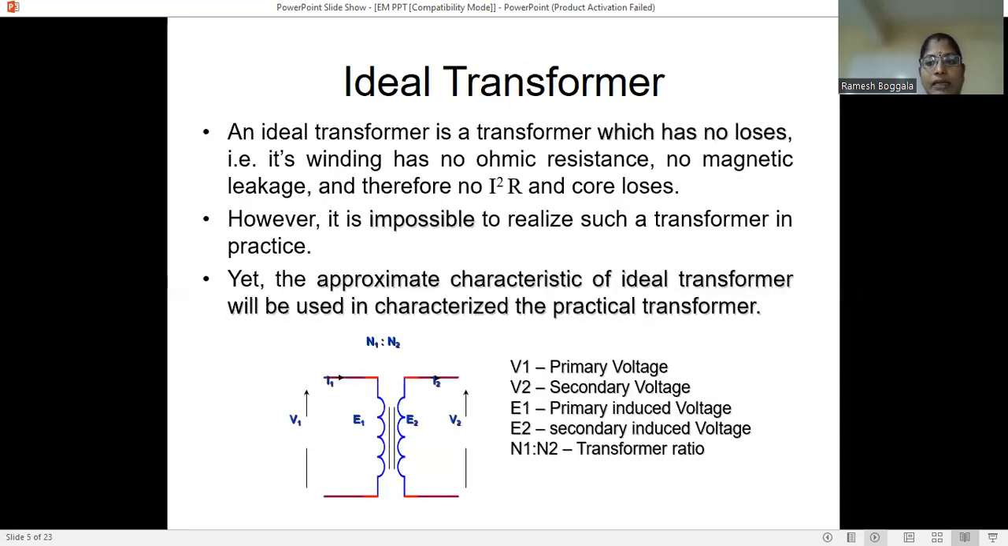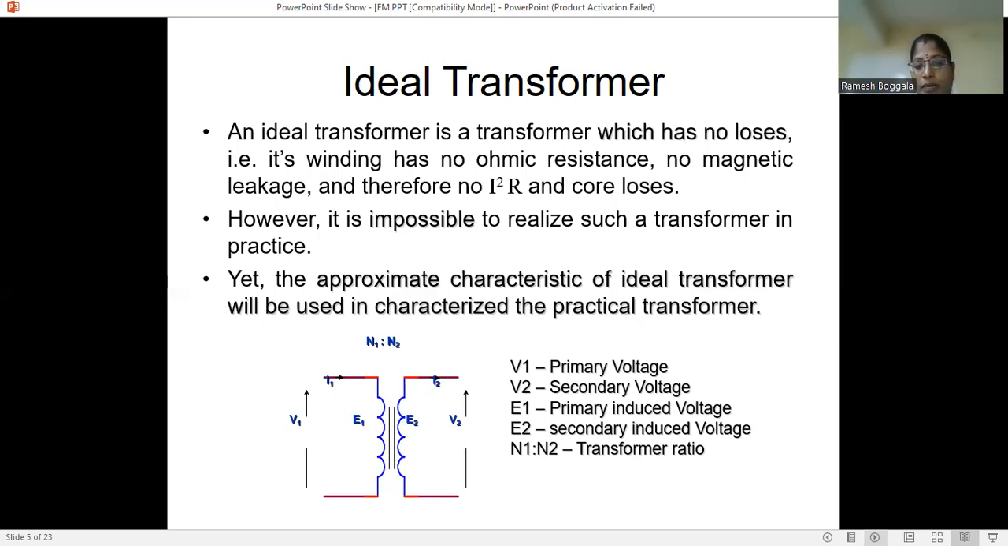What is meant by an ideal transformer? An ideal transformer has no leakage losses. That is, the winding has no ohmic resistance and there is no magnetic leakage. Therefore, there are no I square R losses and no core losses. However, it is impossible to realize such a transformer in practice. The approximate characteristics of an ideal transformer will be used in laboratories or otherwise in practice, for lab purposes. Okay, this is the ideal transformer.